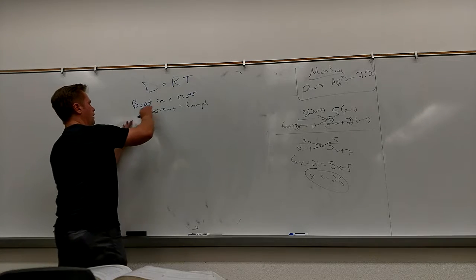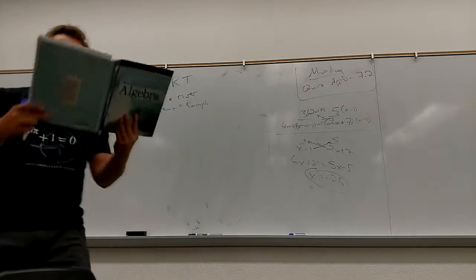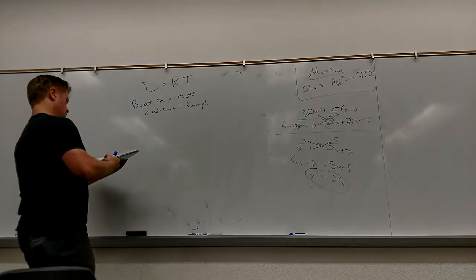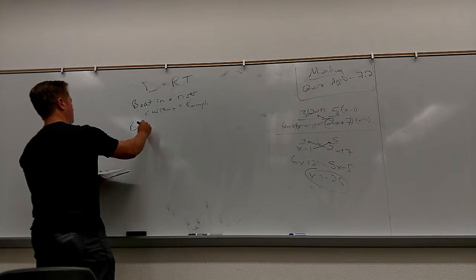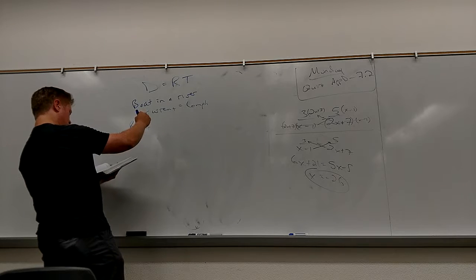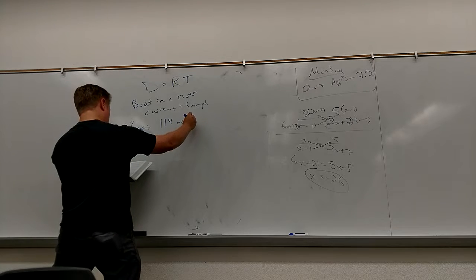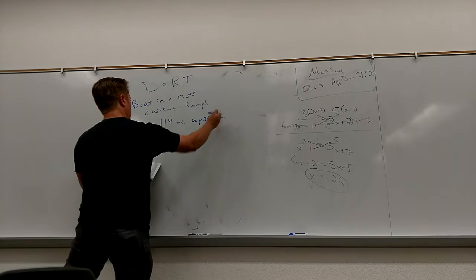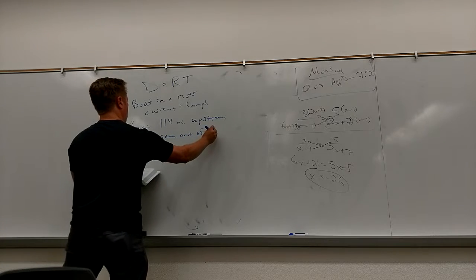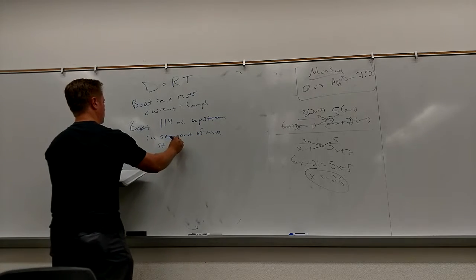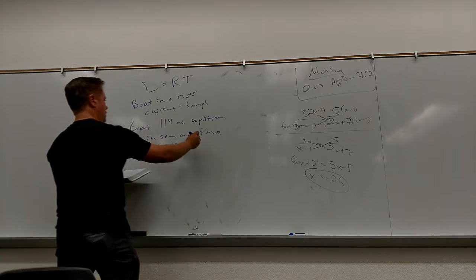All right, so we have a boat in the river. The current is 6 miles an hour. Now I've totally forgotten what the problem is. Here we go. Our boat can travel 114 miles upstream in the same amount of time it travels 186 miles downstream.